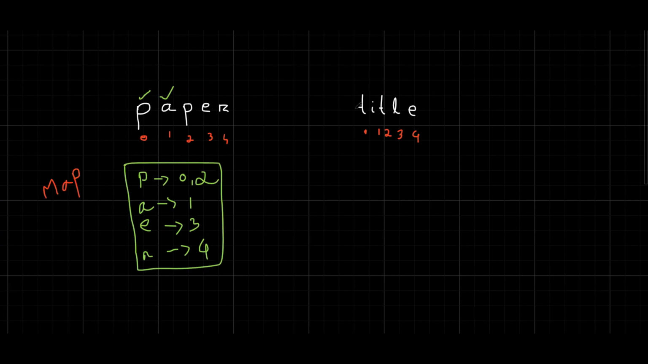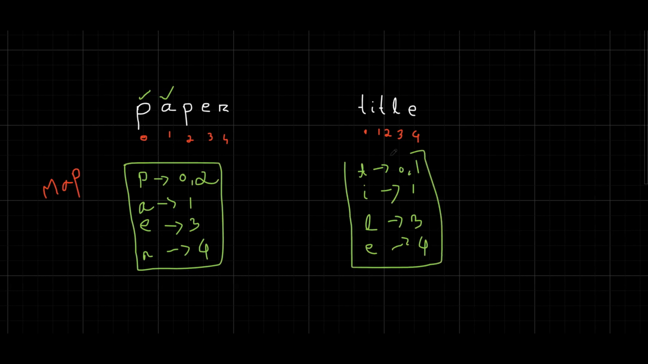Now, similarly, we will do the second string. For the character T, the index numbers will be 0 and 2. For the character I, the index number will be 1. For the character L, the index number will be 3. And for the character E, the index number will be 4. So this is the entry of the second map.